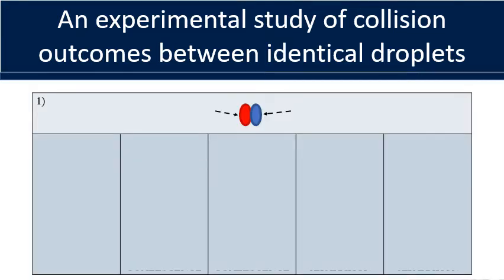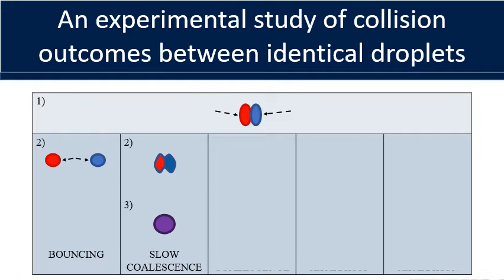We have 2 droplets coming in, one in red and one in blue. The first outcome is when they simply bounce apart from each other. The second one is a slow coalescence where they, without significant deformation, produce one droplet that's well mixed. The third one is a fast coalescence where they come in and kind of pass through each other but then bounce back again to form a well mixed droplet.